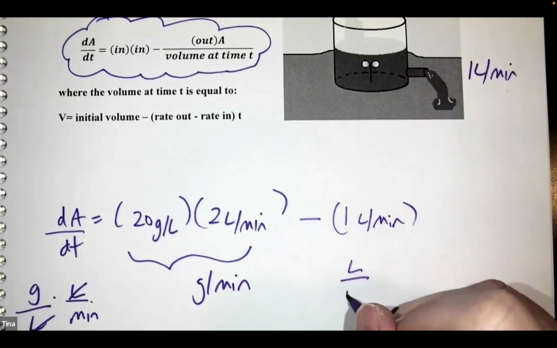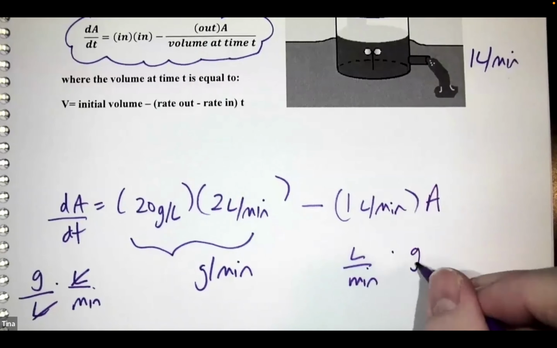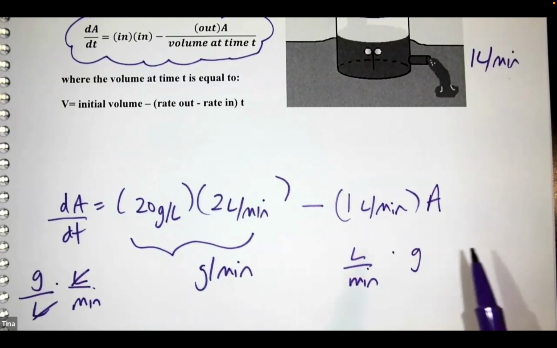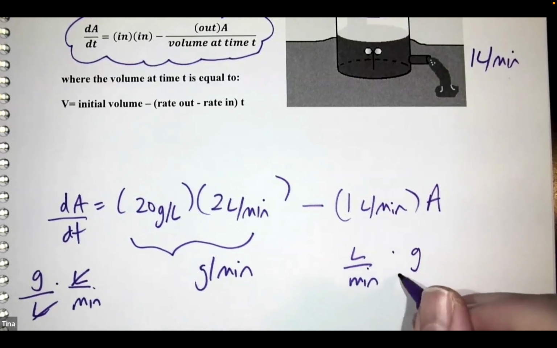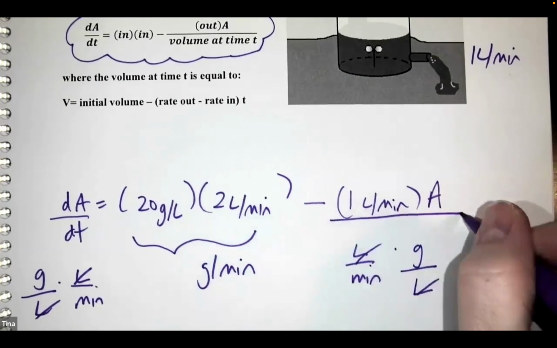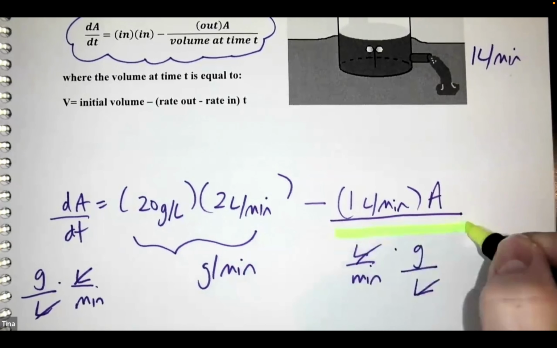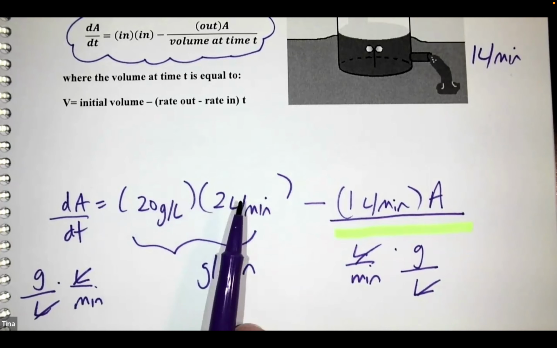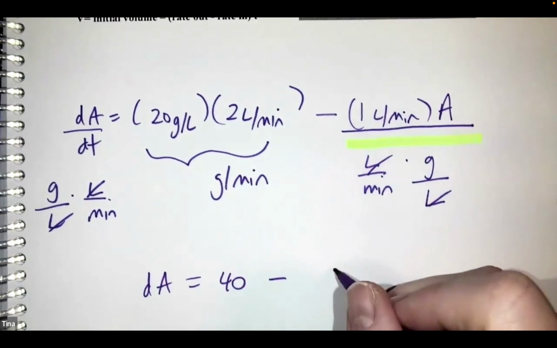Now, minus the rate going out, which is 1 liter per minute, times A, which is in grams, and then it's over the volume at any time t. Well, the volume is being measured in liters, so the volume is on the bottom, and again you get grams per minute. Now the volume that we have to write on the bottom, we have the 20 going in at 2 liters per minute. So 20 times 2, that's pretty easy. We've got 40. We have 1 times A, that's easy too.